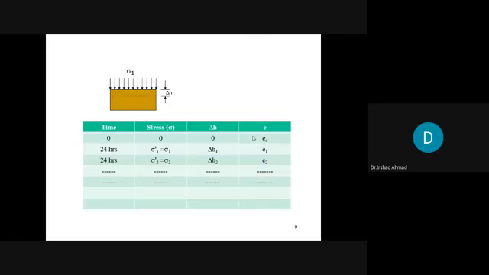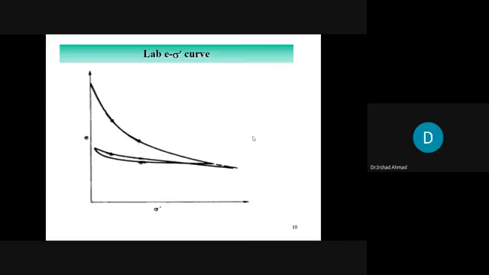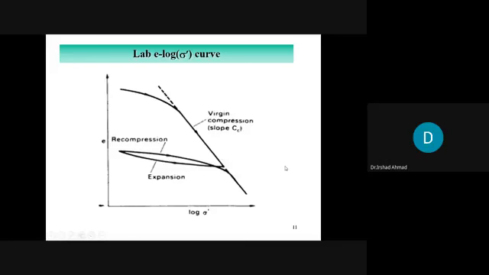The consolidation test will give you this kind of graph. As you increase the stress on the soil specimen, the void ratio decreases. As you decrease the stress, the void ratio slightly increases, and then there is a recompression. If you plot this data on a log scale, we have two distinct zones, two types of curves. One is linear and one is curved.